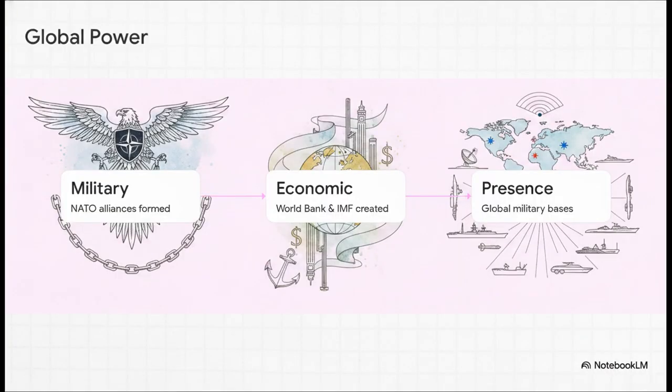Post-World War II, America strategically built a new global system. To counter the Soviet Union, they established powerful military alliances, most notably NATO. And to lock in their economic dominance, they created huge financial anchors like the World Bank and the International Monetary Fund, or IMF. This basically ensured that global trade became permanently tied to the US dollar, all backed by a military presence spanning dozens of countries.